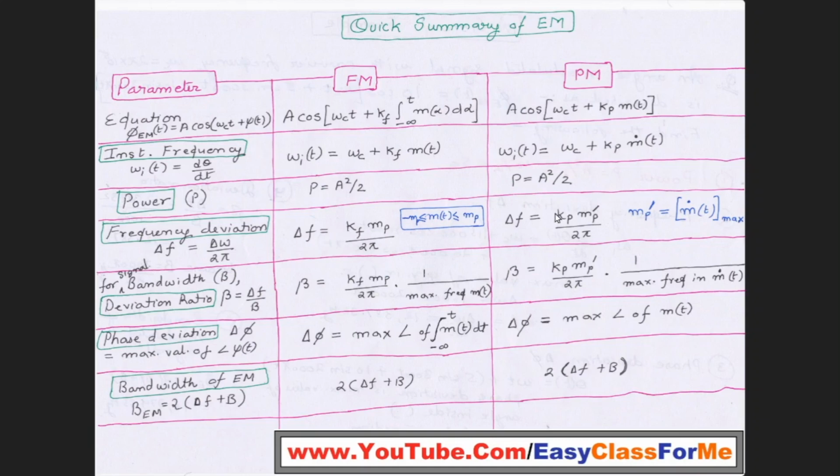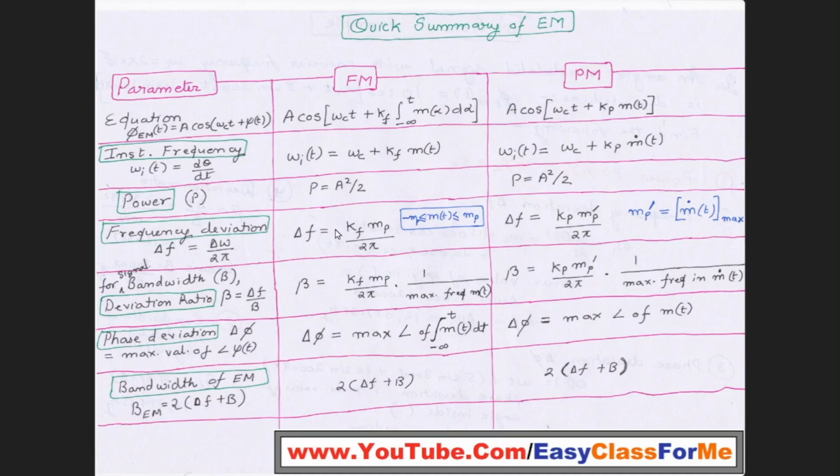However, for the phase modulation case, it would be kp into the maximum value of this particular signal, which means the derivative has maximum value. This derivative's maximum value is equal to mp. So we represent it by this notation, and that's why this frequency deviation comes into the picture. And remember, this frequency deviation is calculated from the instantaneous frequency, not from this omega c.